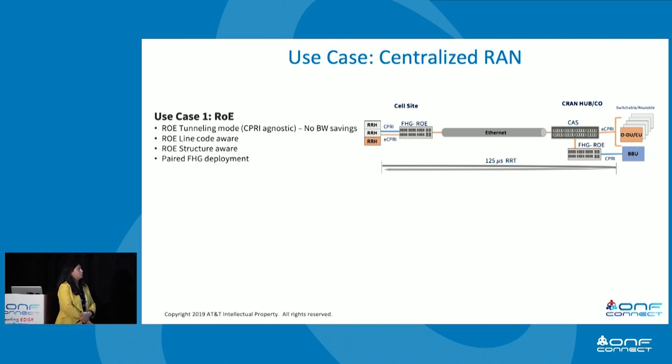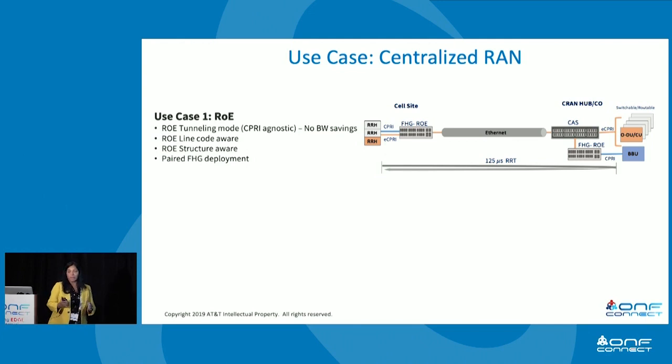The second option that you could do is line code aware. Here, you can remove the 8B/10B line coding, which I believe accounts for about 20% overhead, and that equates to how much you can save on the fronthaul bandwidth. And the third one is the structure-aware mode. Here, you would need to go into the CPRI frame structure, and if you look at the antenna and carrier containers in the CPRI, you'll have to identify those and remove some unused containers. That way you can get some efficiency in the bandwidth.